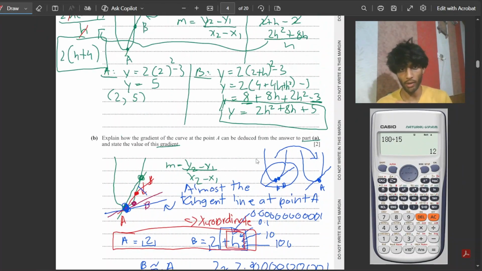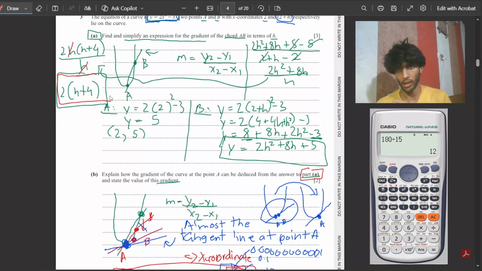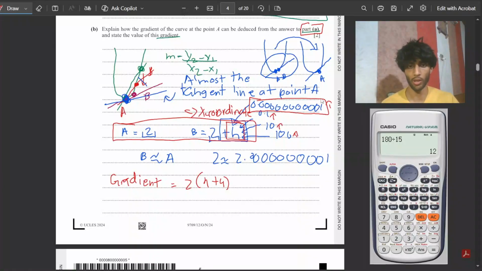Well, lucky for us, that's why they make us use the part A simplification, because we already have a simplified equation for the gradient in part A. So the gradient is equal to the simplified expression. And so if we have the gradient as 2 times h plus 4, we know what we're doing is making h really close to 0. Another way of saying this is, 100 is small, then 10 is smaller, then 1 is smaller, then 0.0000001 is smaller. What are we really doing over here? We're making the h value really small. So how you solve this is you just say h is basically 0.